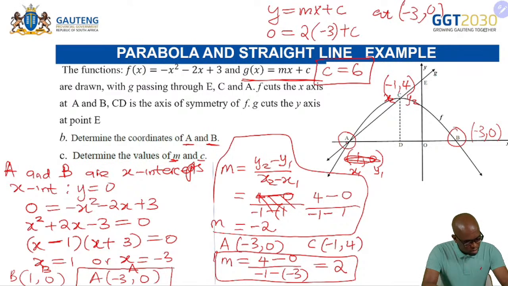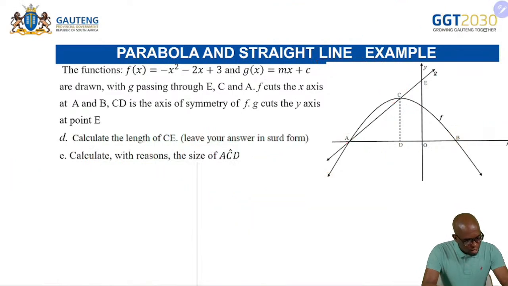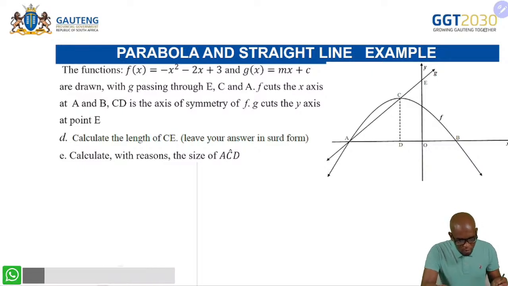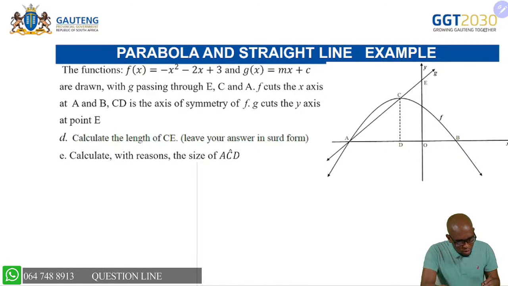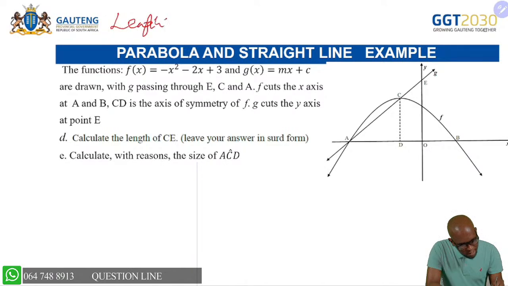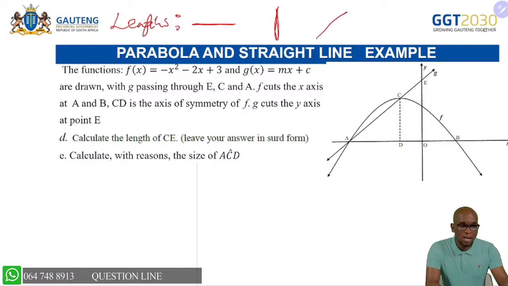Right, moving on. Calculate the length of CE and leave your answer in simplest surd form. Now, we normally refer to this as the distance between the two points, or rather the length. You know, in mathematics, we can divide our lengths into 3 main categories. We have a horizontal length, we have a vertical length, and we have a diagonal length.